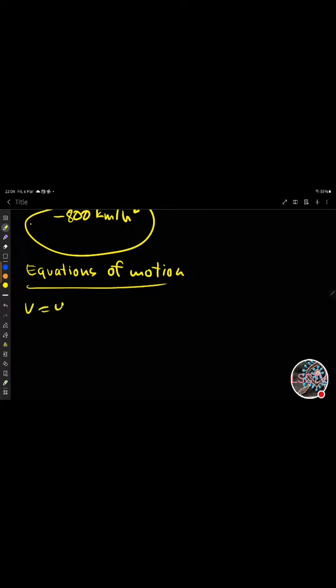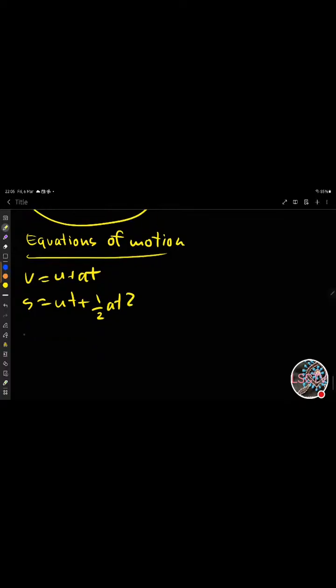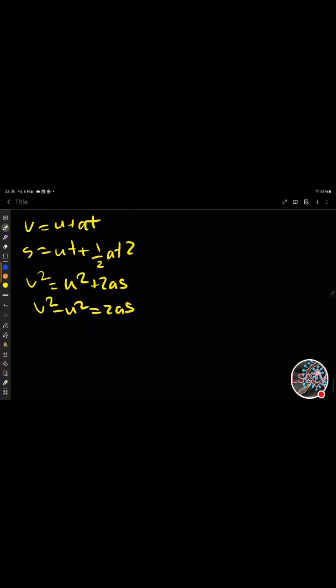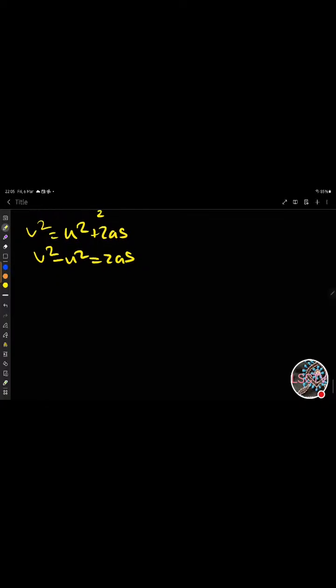V is equal to U plus AT. S is equal to UT plus half AT square. Then V square is equal to U square plus 2AS. You can do this as well sometimes, and this is the same thing as this, just by doing the minus.